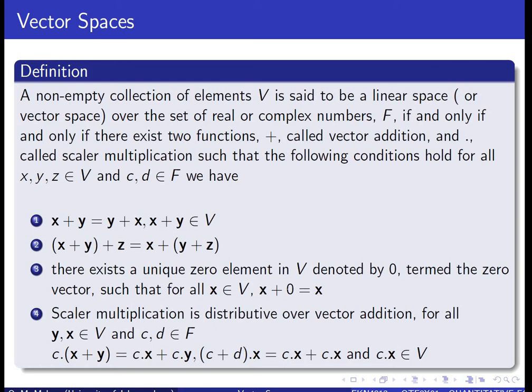Scalar multiplication is distributive over vector addition for all x, y in V and for all c, d in F, where c, d are your scalars. So we can get rid of the brackets by multiplying by the scalar c. So c(x plus y) is the same as cx plus cy, and (c plus d)x is the same as taking the vector x and distributing it over c and d.